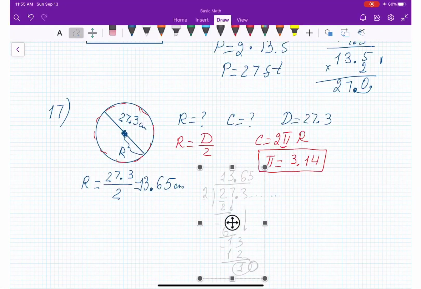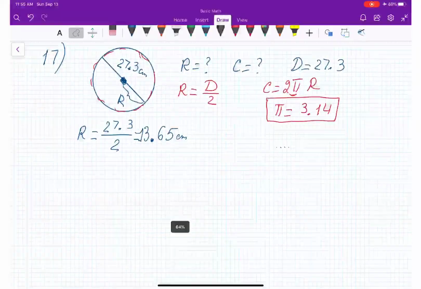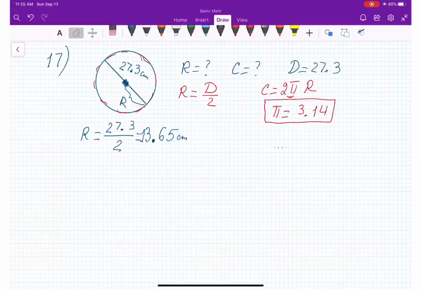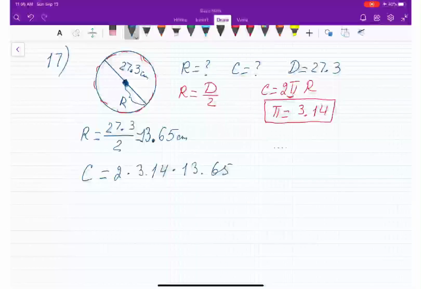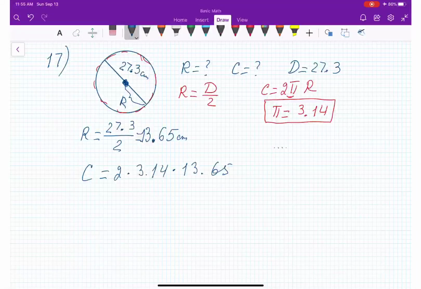Next, we are going to find out circumference, because in circumference we have pi, we have radius. All we have to do, find out circumference, which is going to be 2 times 3.14 and then times 13.65. Okay, 2 times 3.14, let me see, 3.14 times 2. Why don't I do 2 times 3.14? Because I would have to multiply 3 digits here. Here will be easier, I multiply only 2.